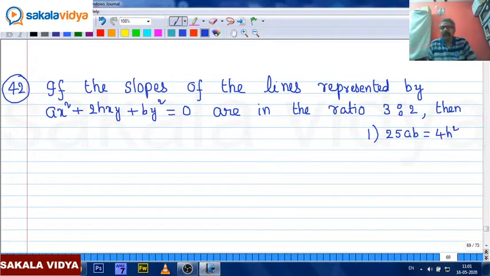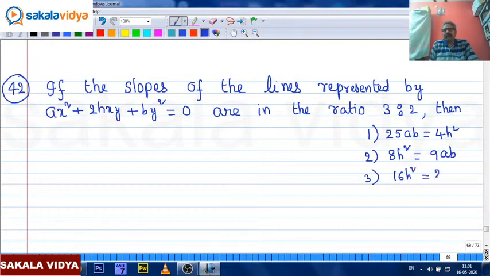Okay, it might be some YouTube problem. 8h² equals 9ab. 16h² equal to 25ab. h² equal to 9ab. Right.